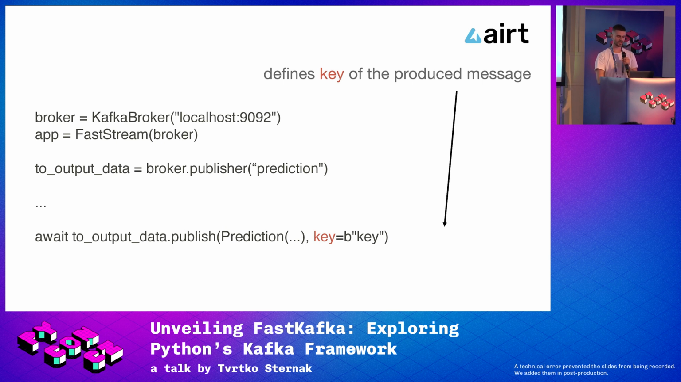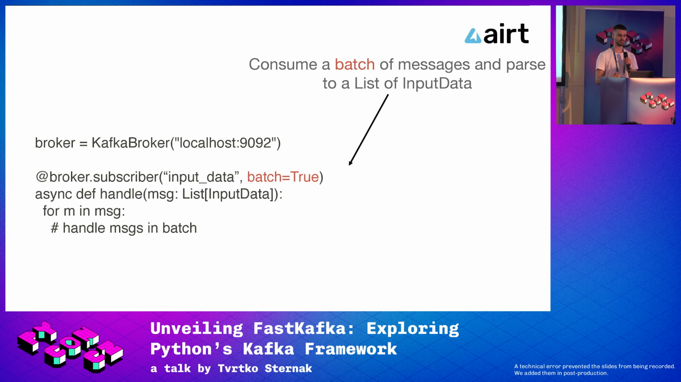So let's say next you want to consume multiple messages in batches to shorten the time of the call to the broker or your parsing of the messages. And that's also quite simple to do. So in your subscriber, you just define batch equals true, and now your messages will not only be input data, but they will be parsed into a list of input data messages of the size of the batch that is available on Kafka. And then you can iterate through the messages and handle the messages in batch.